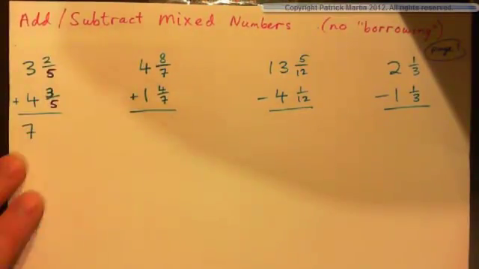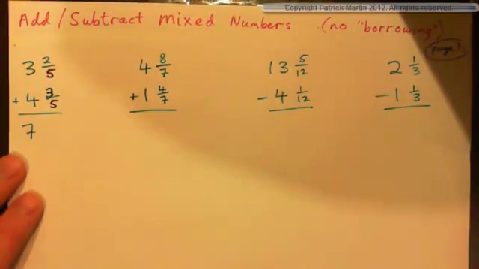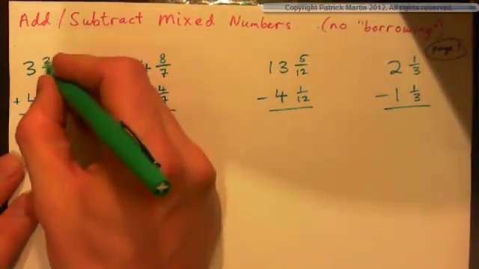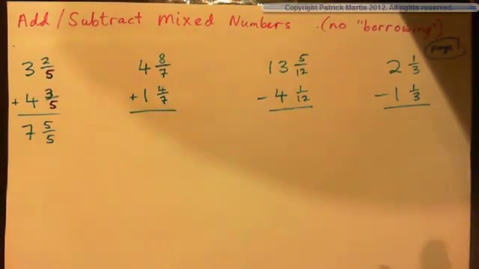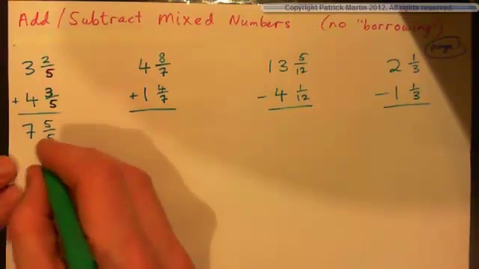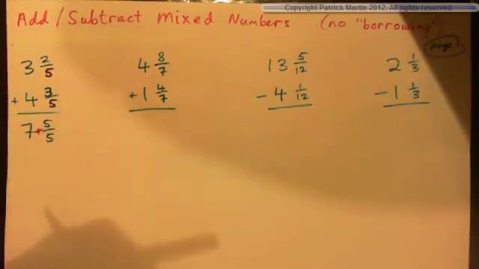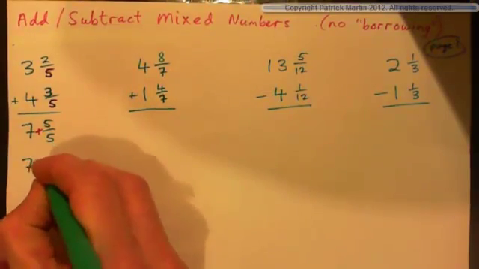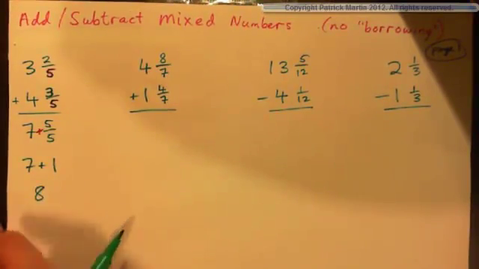Throughout these examples, we're always going to put them underneath each other because that is the easiest way to add or subtract these mixed numbers. So 2/5 and 3/5 is 5/5. So I have 7 and 5/5. But hold on a second, what is 5/5? 5/5 is 1, or 5 divided by 5 is 1. So this is 7 plus 5/5, which is 7 plus 1, which is 8. That makes sense, right? 7 and 5/5 is 8.